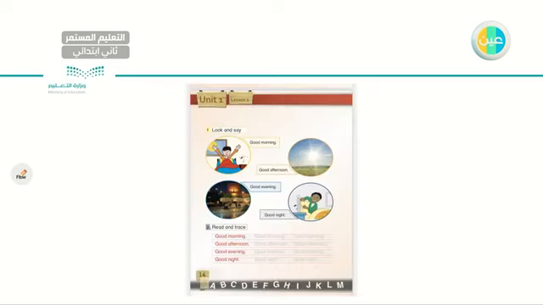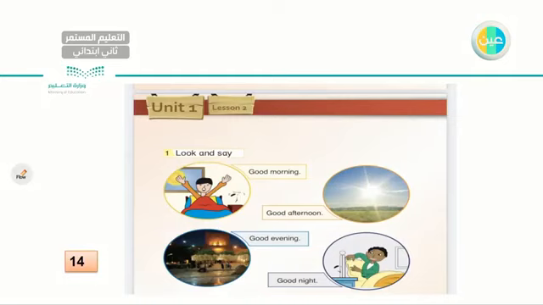Today we will be starting from your book. And then we will be having some exercises. So I hope you have your books ready at page 14. I will have it enlarged in a minute, but I need you to have them ready at page 14. Let's go to the next one. So at page 14, have your books and let's read together. This is unit 1, lesson 2. Look and say.